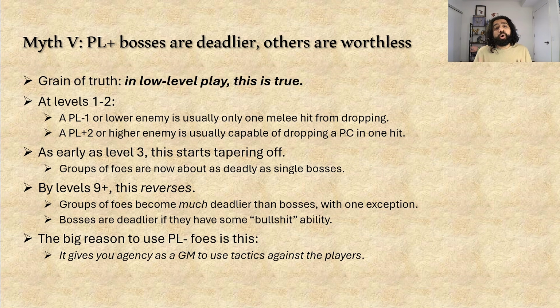When you use a whole bunch of lower level foes, it gives you as a GM a lot more agency to use tactics. When you use a single boss, you don't have that much agency. There are 4 players rolling initiative and 1 boss. There's a very high chance one of them beats the boss in initiative. If the players are playing well, playing optimally, they're going to try and deny the boss actions. They'll probably take away 1 action, sometimes 2.